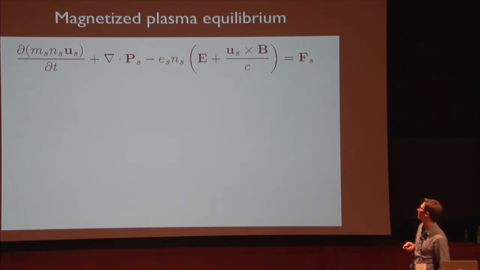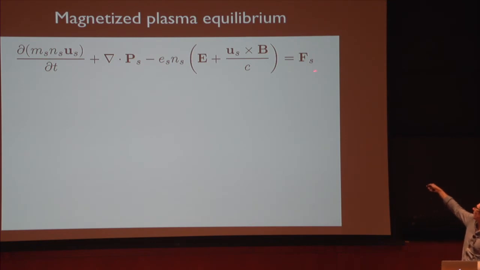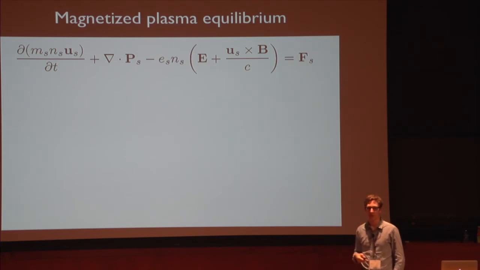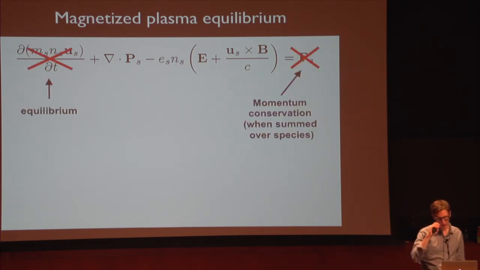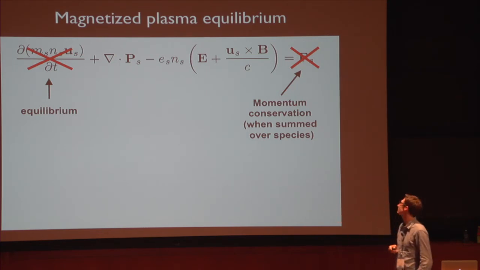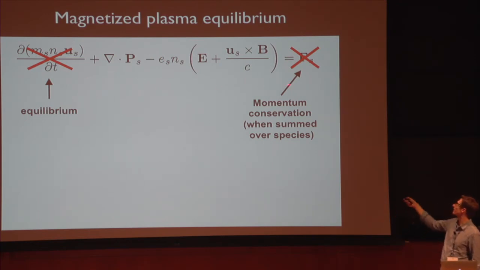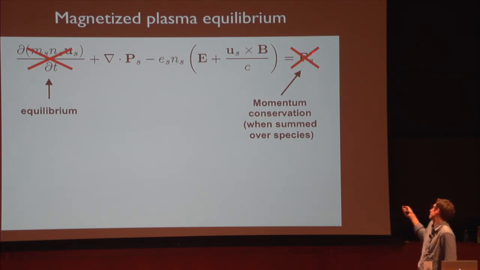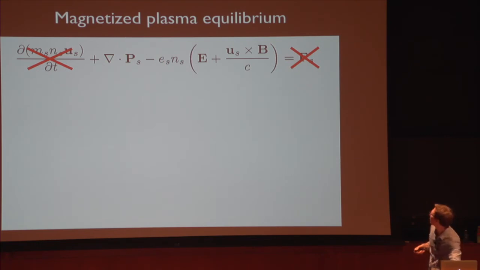So what we have here is the change in momentum. We have a divergence of a pressure tensor, the Lorentz force, and this is the force due to collisions between different species. So this is the momentum exchange. So we're looking for an equilibrium, which means that we want this term to be 0. And what we're going to do is take this equation and sum it over species. And when we do that, because momentum is conserved, if you sum over the momentum exchange between species, that net exchange is going to be 0. So all we're left to deal with are these three remaining terms.